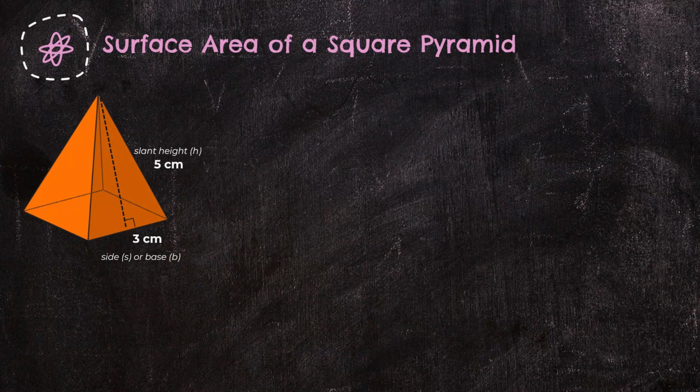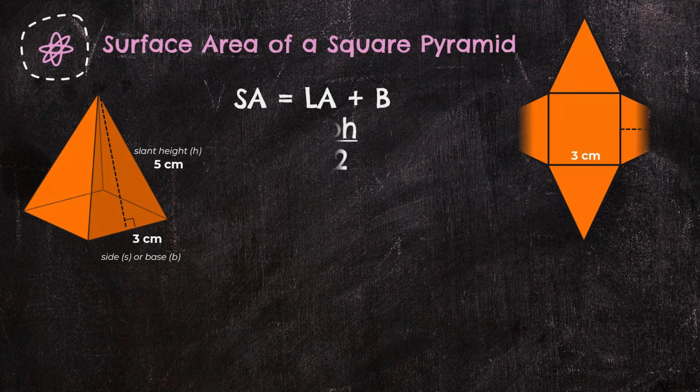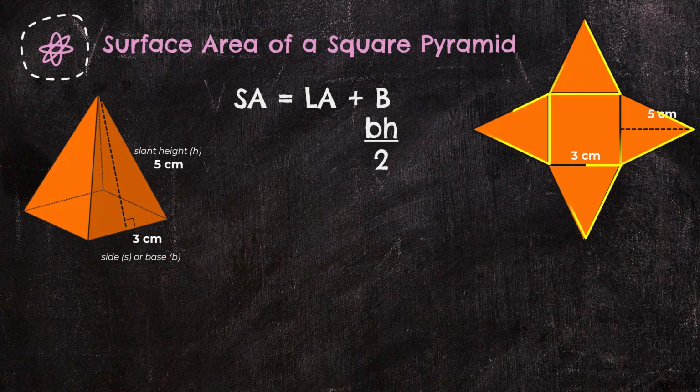is 3 centimeters. To find the surface area, all you have to do is find the sum of the areas of the lateral faces and the area of the base. Let us first unfold the figure. We have here 4 triangles, which are the lateral faces of the square pyramid. To find the area of each triangle, all you have to do is multiply the measurement of the base by its height divided by 2.